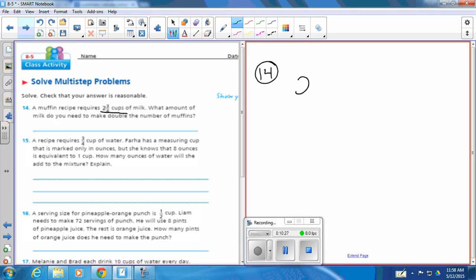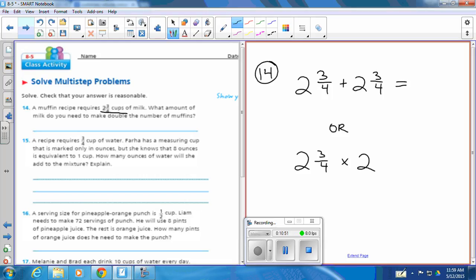Okay, we can add to 2 3/4. How else can we solve this? Multiply what? Okay. Either way, are you going to get the same answer? Yes. What will your answer be? 5 2/4.